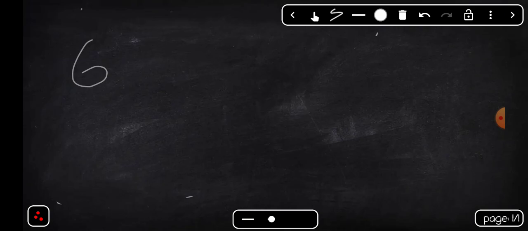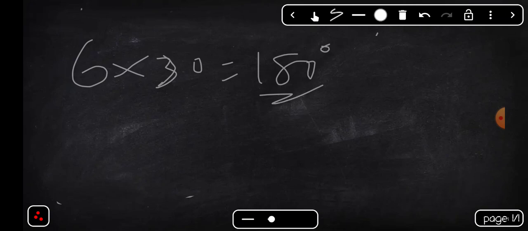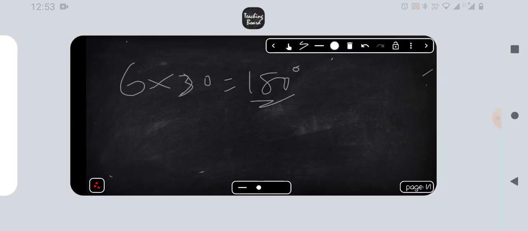Every hour indicates 30 degrees. That means 6 into 30, which is 180 degrees. Our answer will be 180 degrees. It's a very simple question.